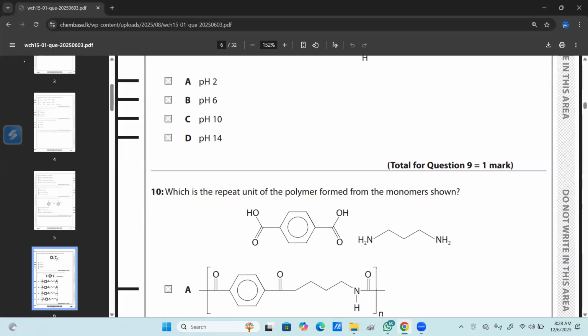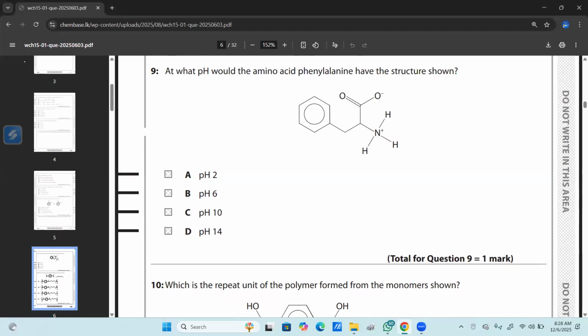Suppose you don't know that. If it's pH 2, it's too acidic, so only the amine group should be protonated. pH 10 and pH 14 are too basic, so only the carboxylic acid should be deprotonated. The one that is closer to pH 7 is pH 6. So you can find the answer like that also.